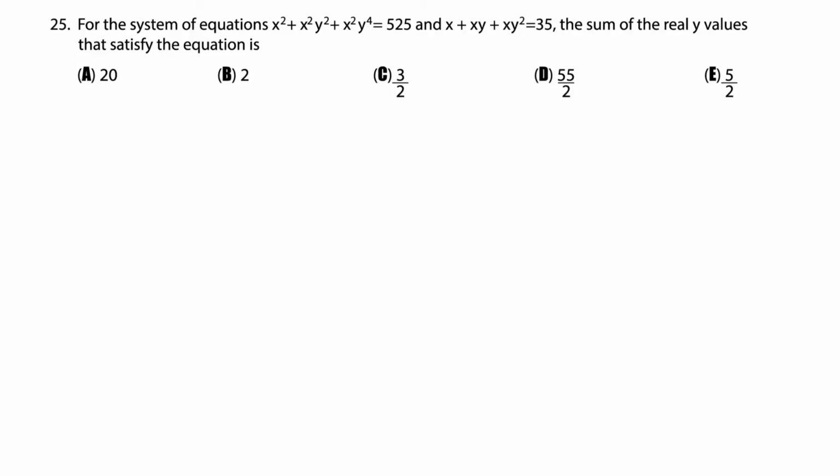Number 25, for the system of equations, this one and that one, the sum of the real y values that satisfy the equation is, all right, they want us to figure out the values of y. So the first one, x squared plus x squared y squared plus x squared y to the fourth is equal to 525. Now where do we go from here?